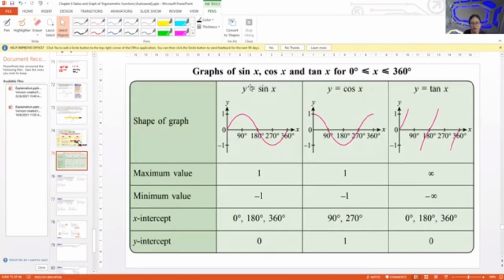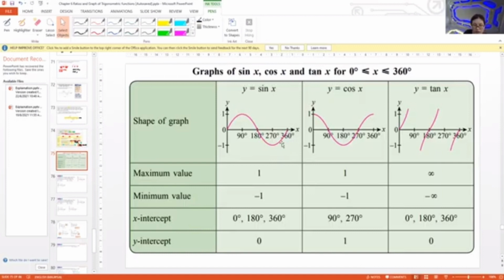So this is the graph of sine x, cos x, and tangent x, where x is between 0 and 360 degree. We can see the shape of the graph. Sine x will be an S shape, starting from your 0. Your maximum point will be at 90 degree, then it touches 0 again at 180 degree, the minimum point will be at 270 degree, and then the one cycle will end at 360 degree.